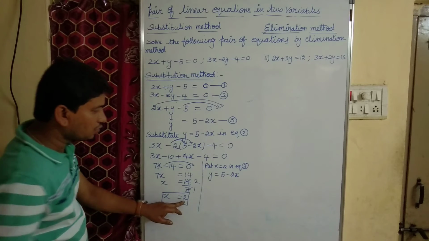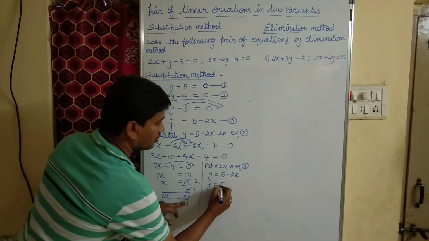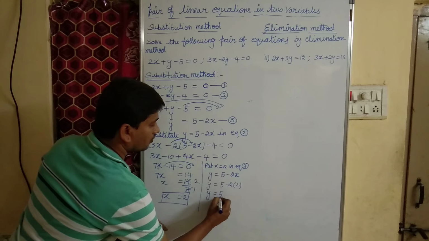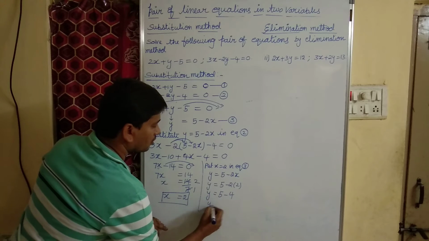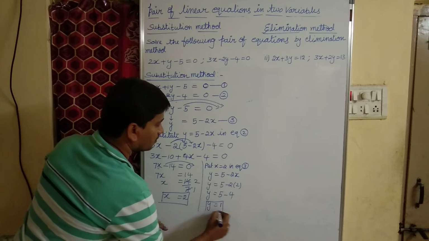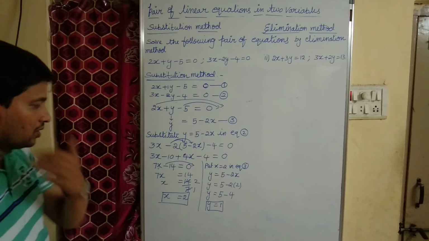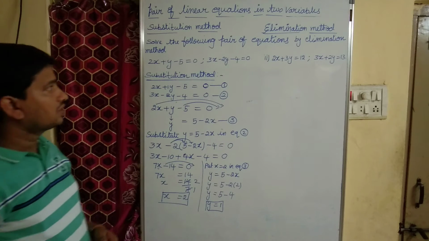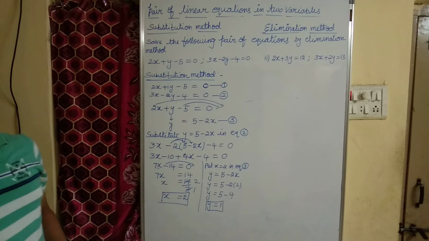As the value of x is 2, so y equal to 5 minus 2 into 2. Y equal to 5 minus 2 2s are 4. Y equal to 5 minus 4, which is equal to 1. So x value is 2 and the value of y is 1. So this is our substitution method.